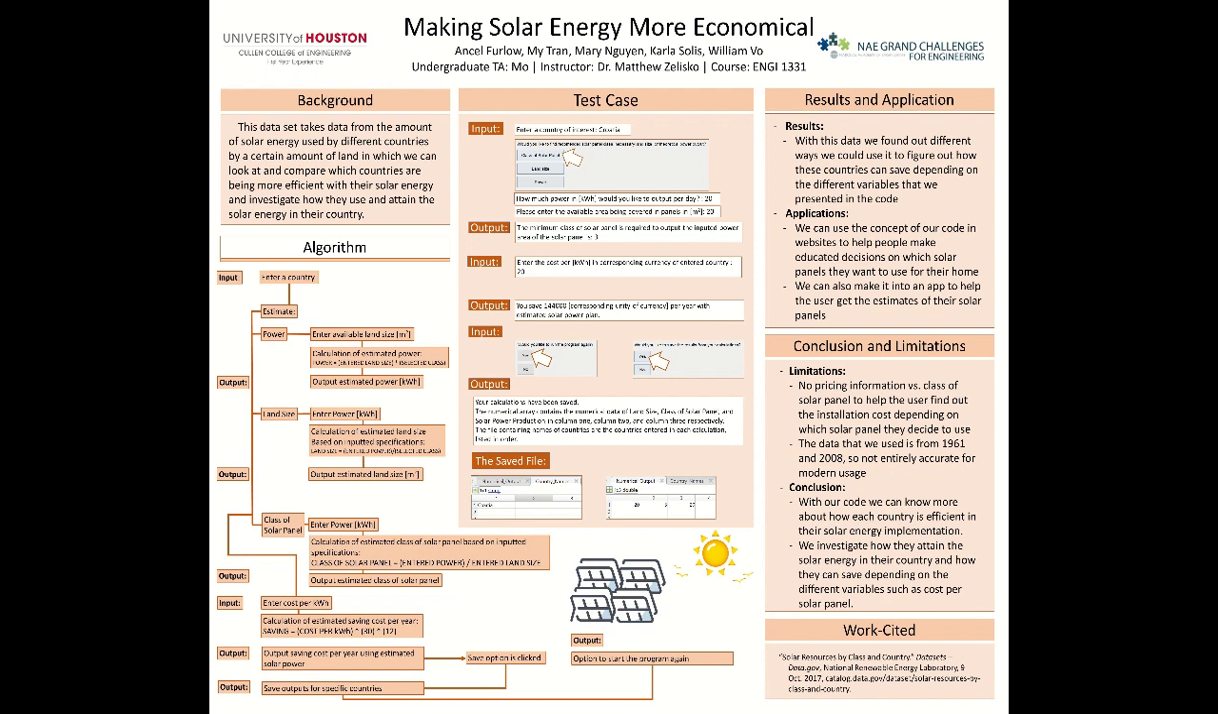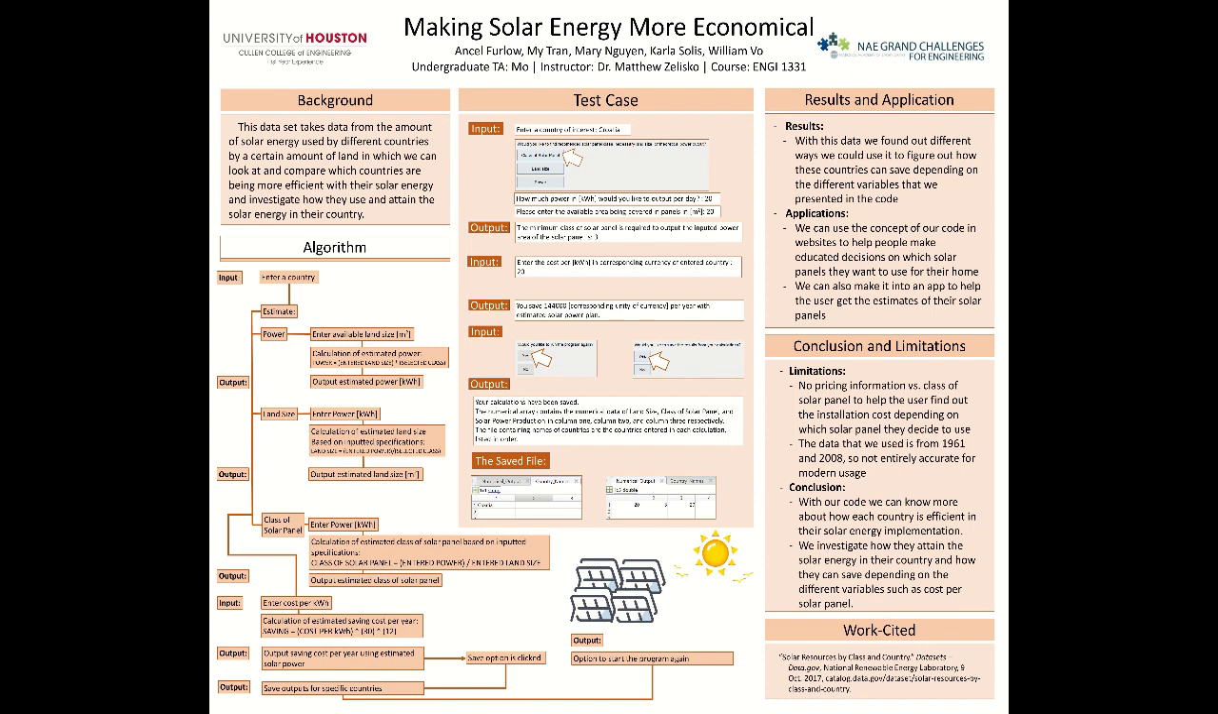the user. In the code, the user will be asked to select a country in which they want to calculate the potential solar energy production. The user will then have the option to choose from class of solar panel, land size, and power. They must also enter the cost per kilowatt hour.